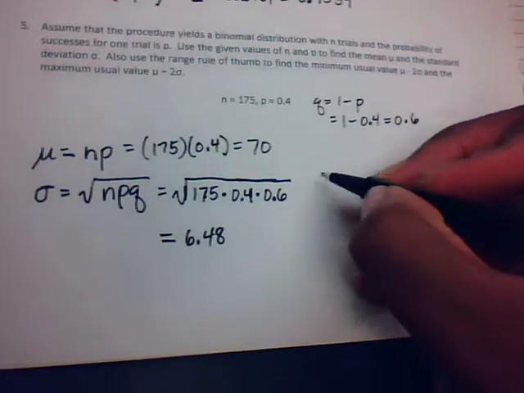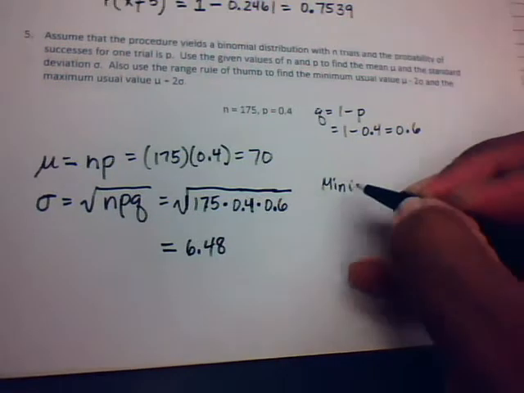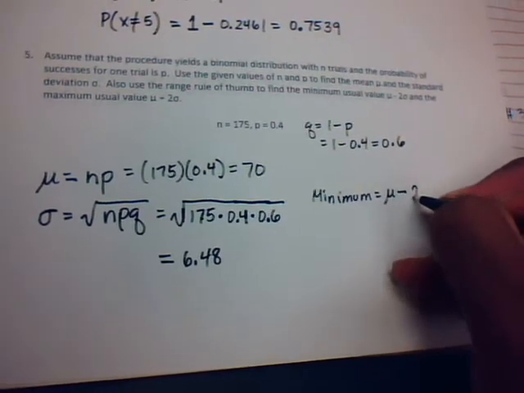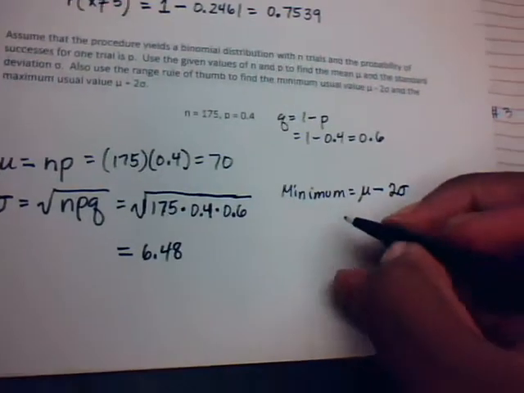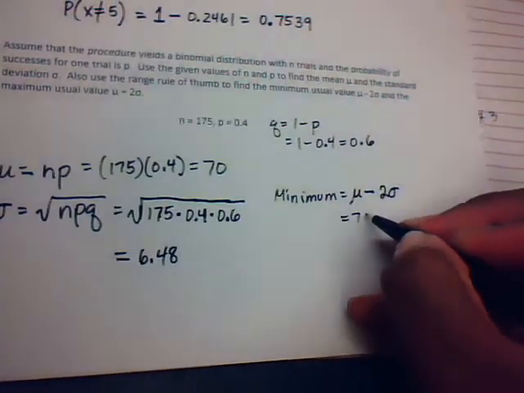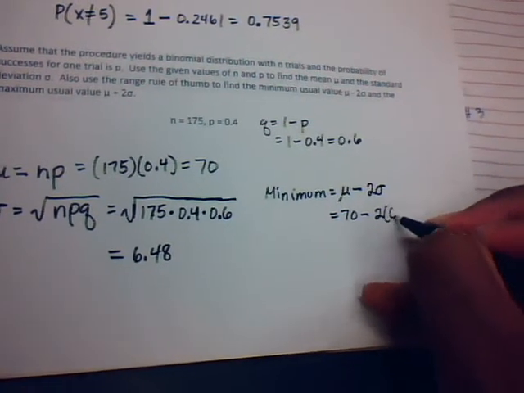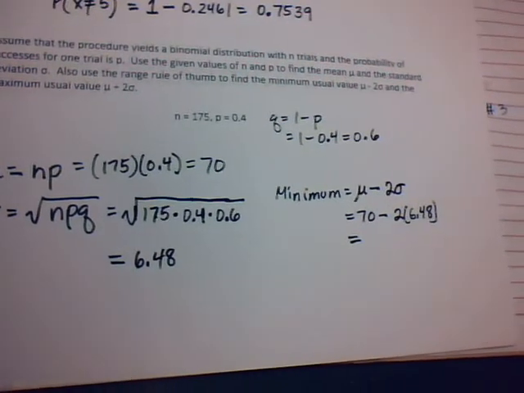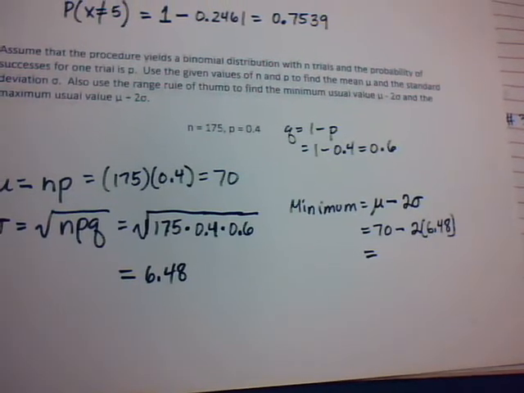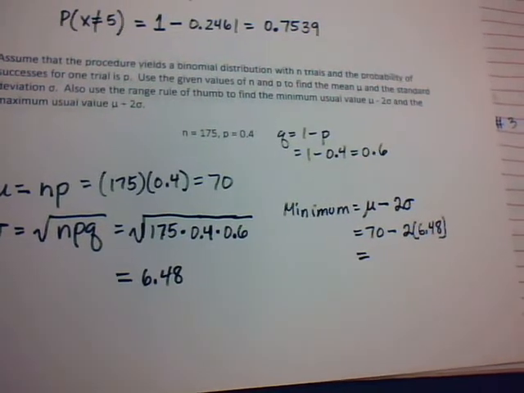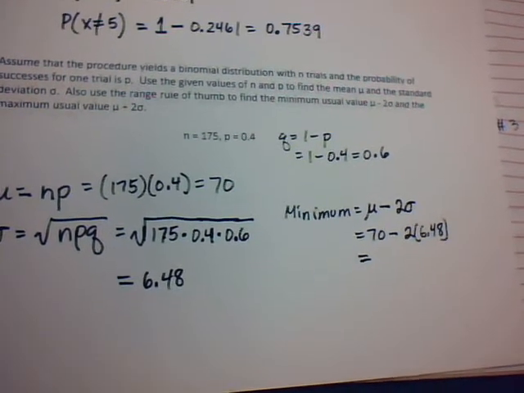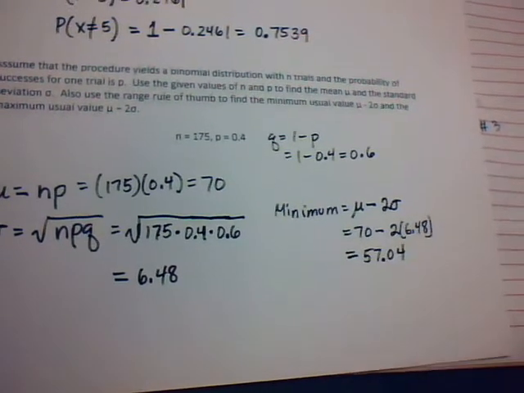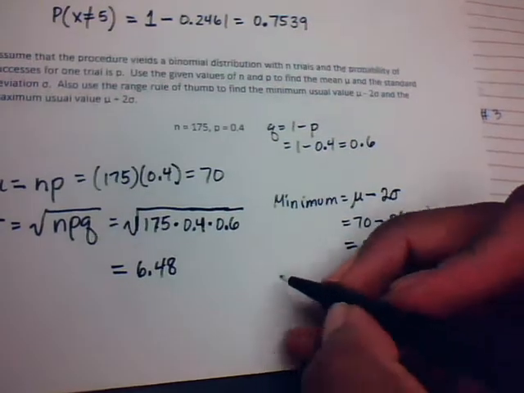So in this case here, let's find the minimum, which is of course mu minus 2 times sigma. And in this case, mu was 70 minus 2 times sigma, which is 6.48. That would be 57.04. Okay, I just did that on the calculator.